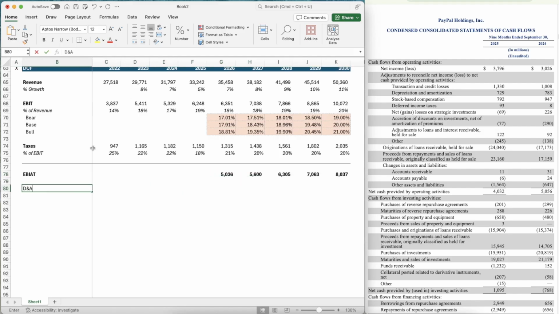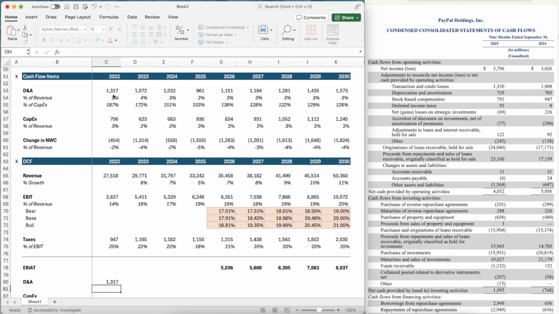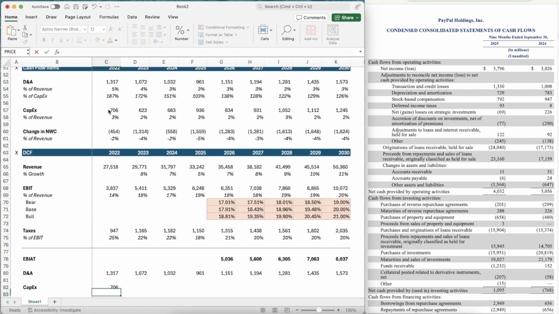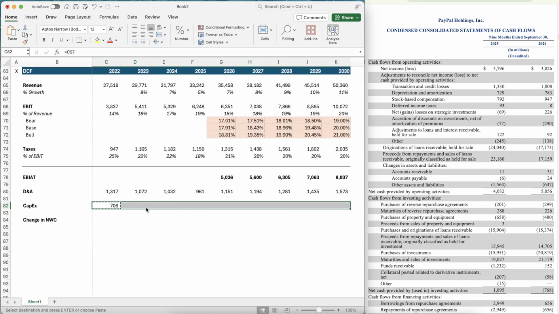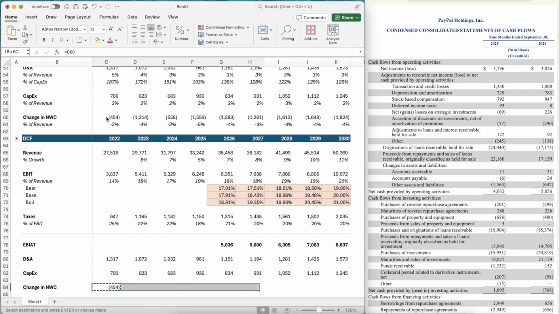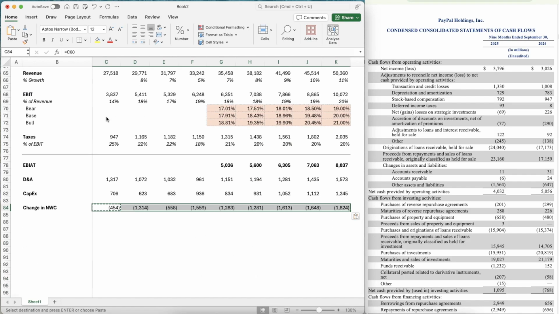Now below, let's put DNA, CapEx, and change in net working capital. Put these into bold, pull it down from, this is quite straightforward, just pull it down from up here. Again, pull it across. Yeah, can you see? Go. And now we can calculate our unlevered free cash flow.